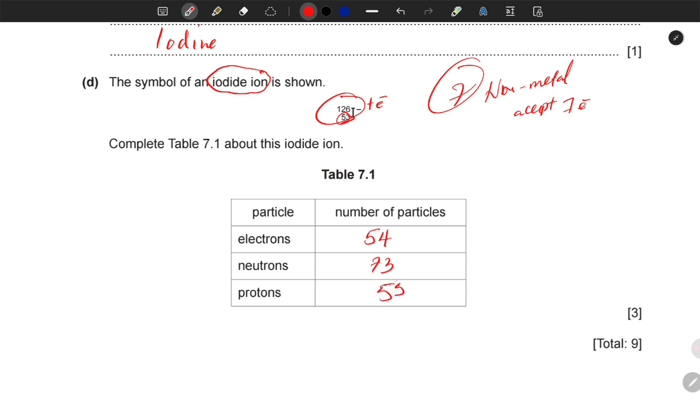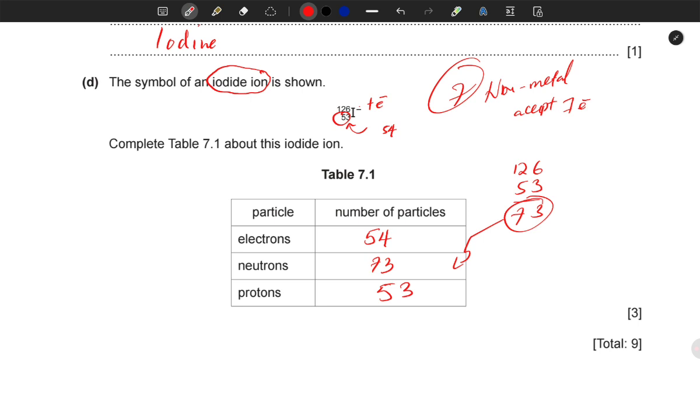Even protons remain the same. The protons are not tampered with when it comes to bonding. It's only the electrons. Since initially iodine has 53, now that it's an ion, the electrons are going to increase to 54. But the proton number and the neutron number remain as they are from the word go, which is 126 minus 53, which gives you 73. This is why we are getting 73 here. So it will just remain the same for the neutrons and protons; it's only the electrons that will be tampered with.